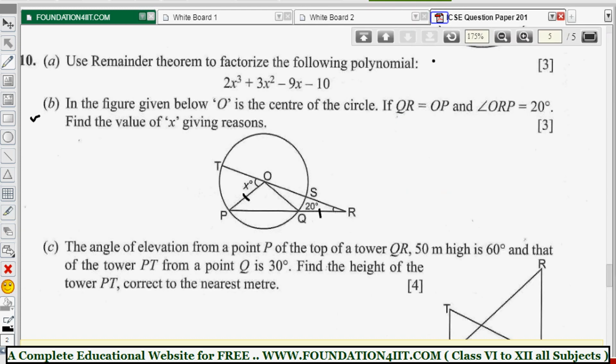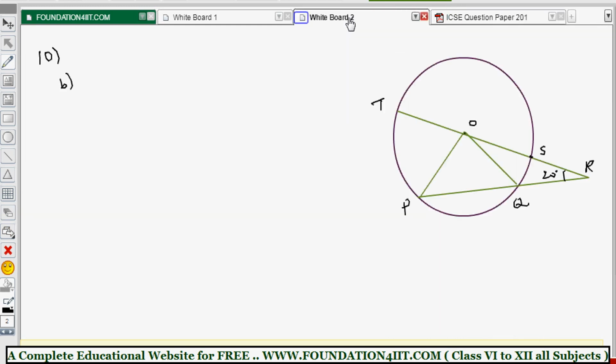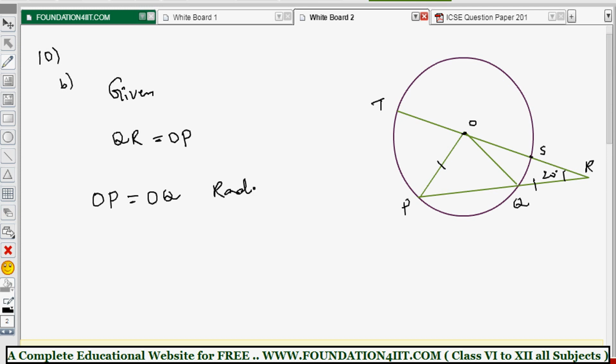So according to the given data, QR is equal to OP. Given QR is equal to OP. So Q to R, this value is equal to O to P. So we know that OP is the radius. So OP is equal to OQ because of its radius. They both are equal. That is, all radii are equal in a circle.